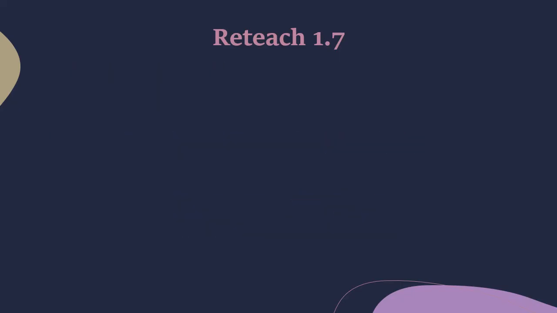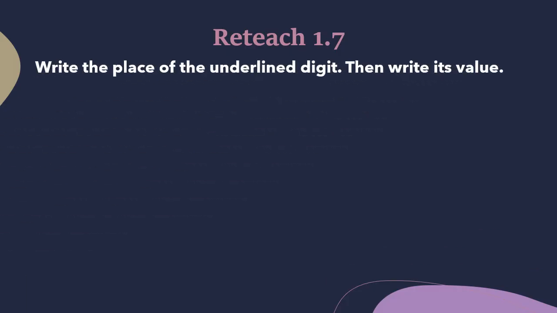Now we're going to look at the last 4 problems of Reteach 1.7. This time the directions change. We're going to write the place of the underlined digit and then write its value. So it's important to see that there are 2 separate directions here.